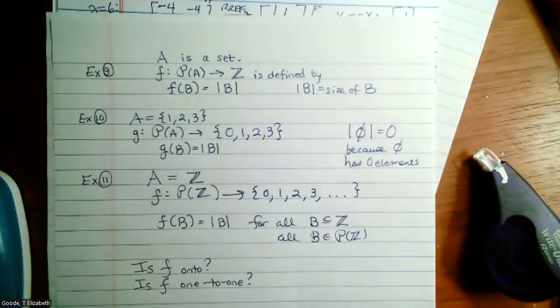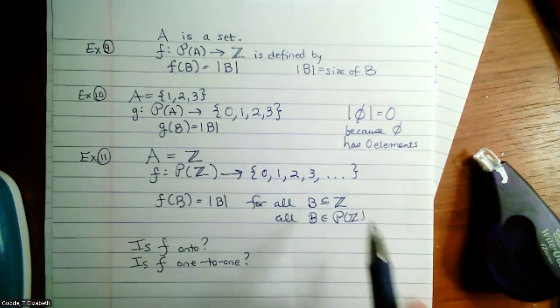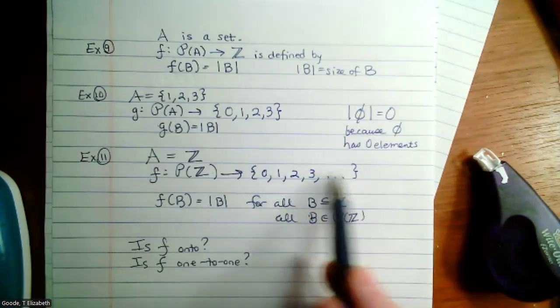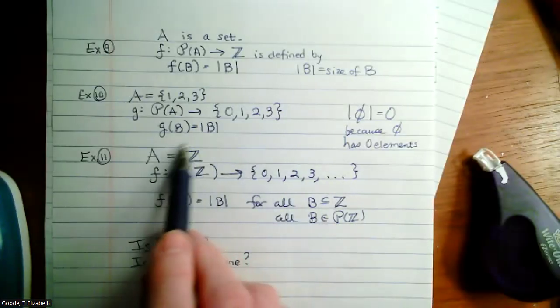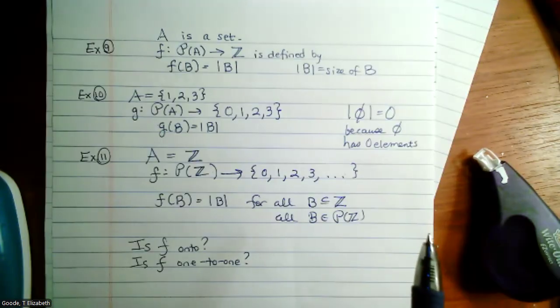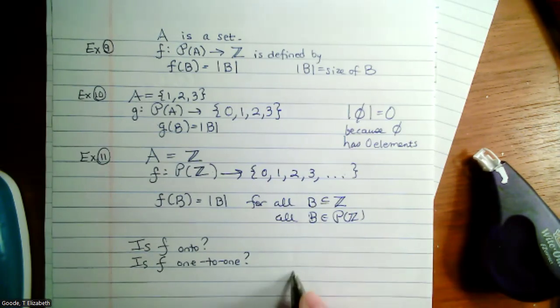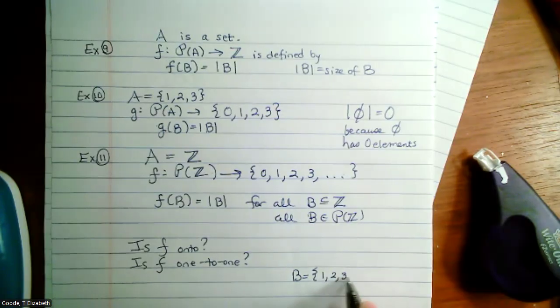I think that it is onto, because it's the entirety of the set of integers mapped to counts. Yeah, I think it's onto. That's right, because no matter what integer n you're trying to hit over here, you could just build a subset of Z that has that many elements in it. And you could hit the infinite set, you could quantify with infinity. So yeah, it's onto.